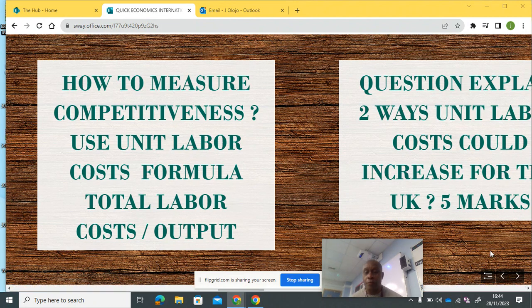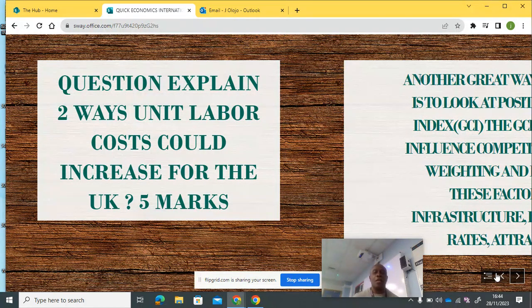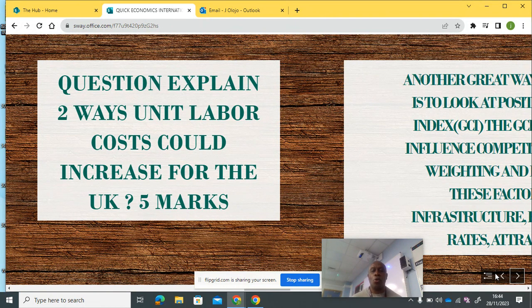Now, I've got a question for you. Very quick question. The question is: explain two ways unit labor costs can increase for the UK. So think about two things that can cause the unit labor costs to go up for the UK.